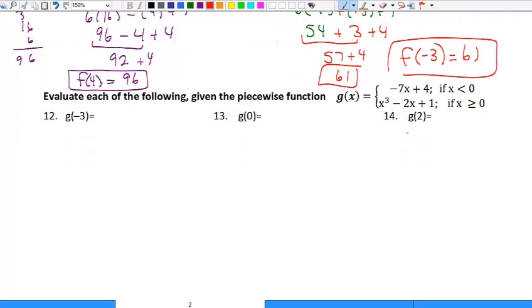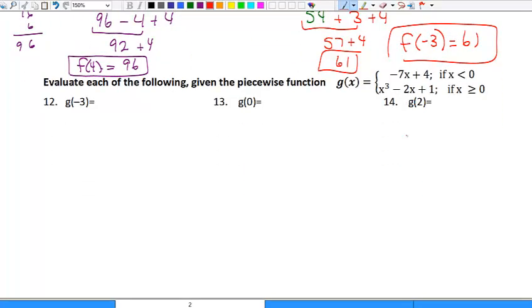On our next set of problems, we have a piecewise function, which means g of x is split into two rules. The top rule, negative 7x plus 4, if x is less than 0. And then the bottom rule is x cubed plus minus 2x plus 1 if x is greater than or equal to 0. So when I plug this in, I'm looking at the negative 3 and I'm determining, before I even plug it in, does it belong in less than 0 or does it belong in greater than or equal to 0? In this case, it belongs in less than 0 because negative 3 is less than 0.